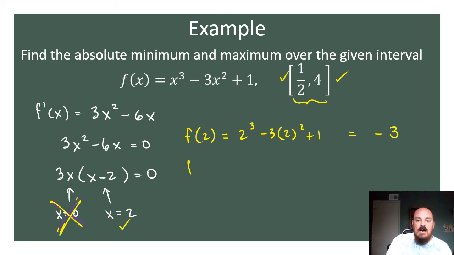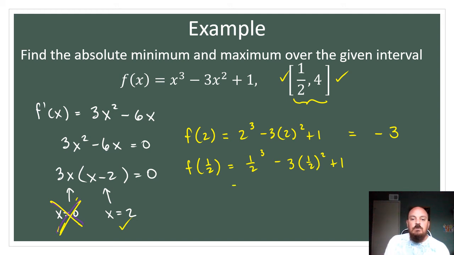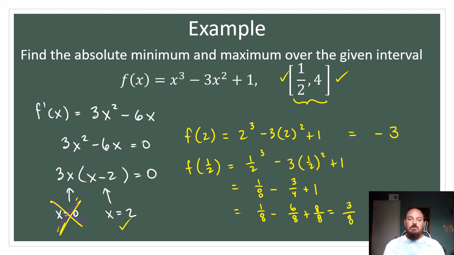Let's do f of 1/2 next. That would be 1/2 cubed minus 3 times 1/2 squared plus 1. Let's see here. I'll do a little work on this one. That would be 1/8 minus 3/4 plus 1. With a common denominator, that would be 1/8 minus 6/8 plus 8/8, which would end up giving us negative 5 plus 8, which is 3/8. Positive 3/8.